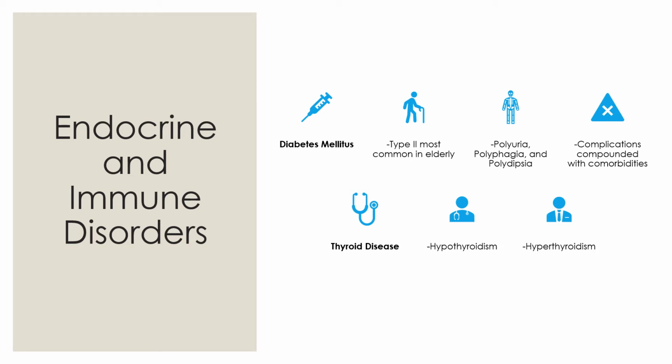The classic signs of diabetes in both type 1 and type 2 are the 3 Ps: polyuria, polyphagia, and polydipsia. There are multiple complications compounded with comorbidities surrounding diabetes. Diabetes can lead to an increased risk of heart disease and tissue damage. Diabetics also have a higher rate of depression.